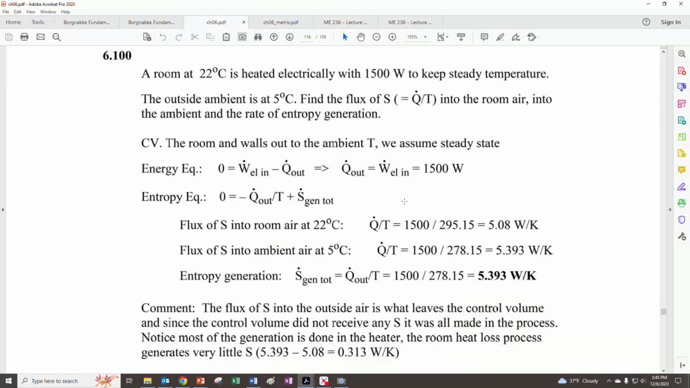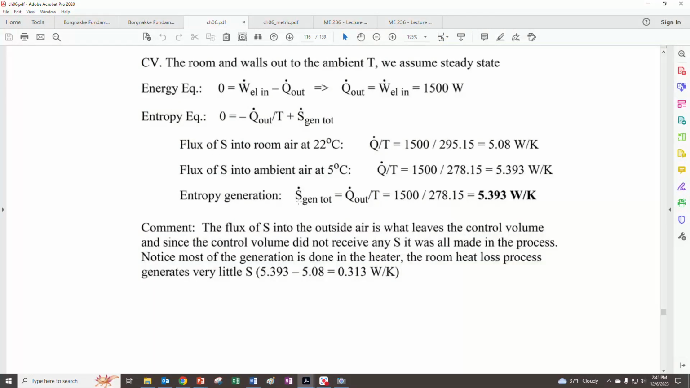I was hemming and hawing because I wasn't 100% sure I wanted to say this, but the entropy generation is the 5.393. It's pretty close to it in my head. I said in the comment that the flux of S into the outside air is what leaves the control volume, and since the control volume did not receive any S, it was all made in the process. Notice most of the generation was done in the heater. The room heat loss process generates very little. Okay, so that's what I wanted to say.